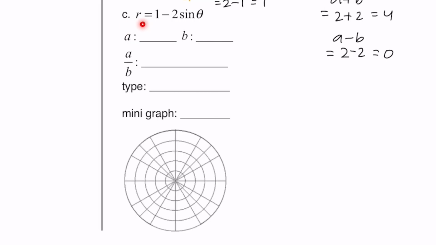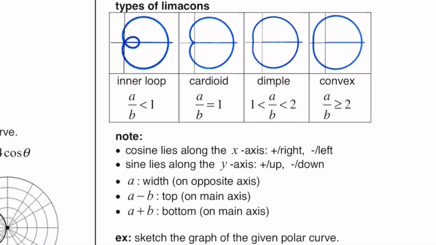This example says r equals 1 minus 2 sine theta. So A is 1 and B is 2. And don't forget, A and B are always positive, so if there's a negative here, just disregard it and then take the A and the B. Next, we're going to write the ratio, and you get 1/2. Then when we check our ratio, since 1/2 is less than 1, this graph is going to be an inner loop.